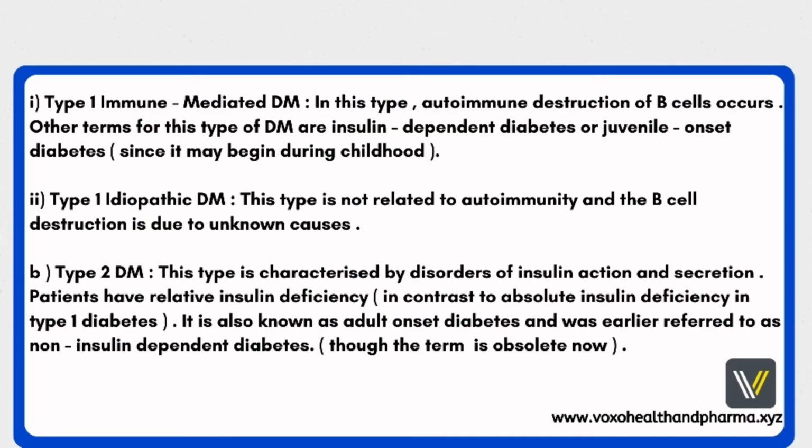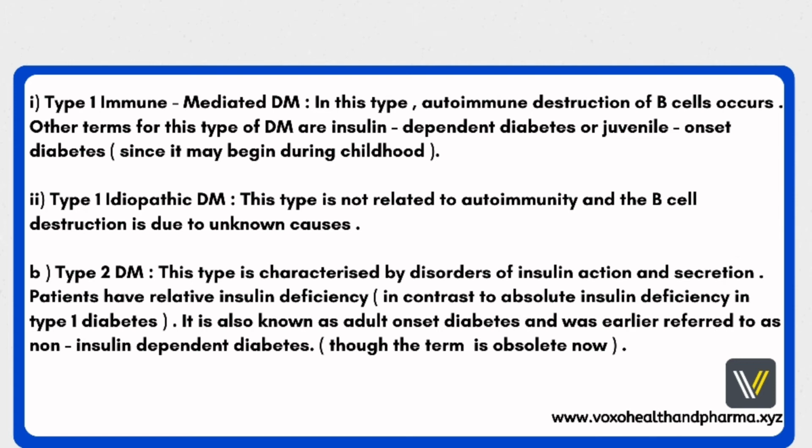First, type 1 immune-mediated diabetes mellitus. In this type, autoimmune destruction of beta cells occurs. Other terms for this type of diabetes mellitus: insulin-dependent diabetes or juvenile onset diabetes, since it may begin during childhood. 2. Type 1 idiopathic diabetes mellitus. This type is not related to autoimmunity and the beta cell destruction is due to unknown causes.